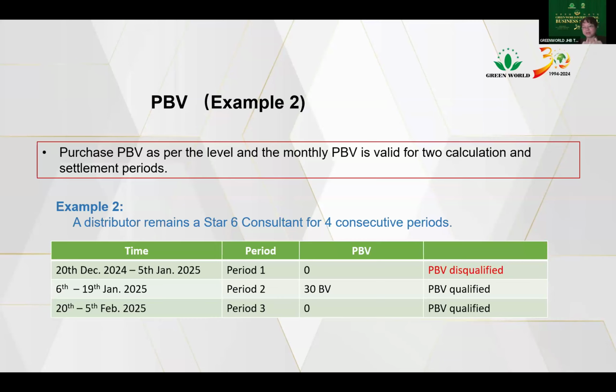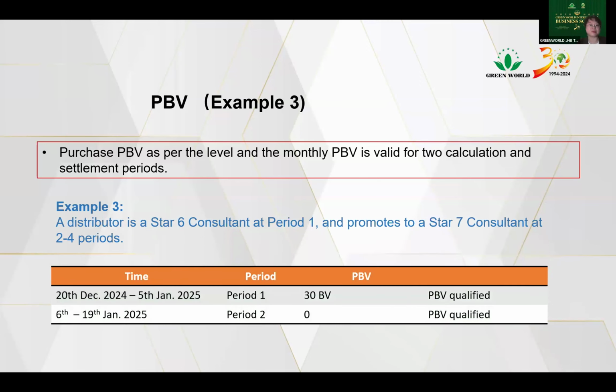And since he bought 30 BV, he also qualified for the third period, which is the next period from 20th to 5th of February. So this is about the personal BV.